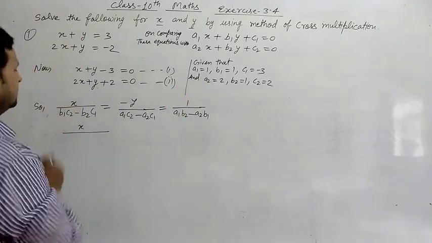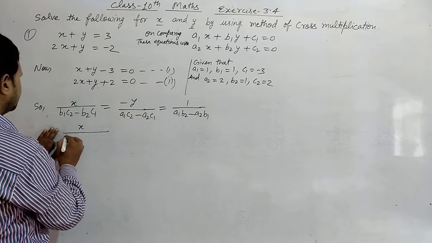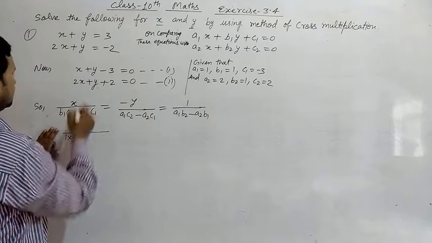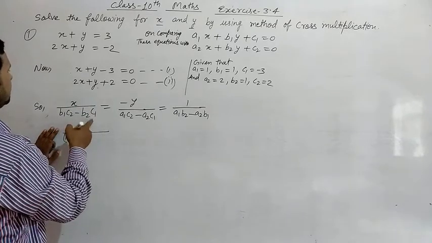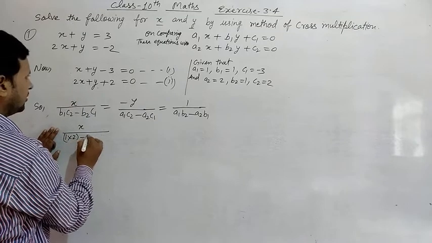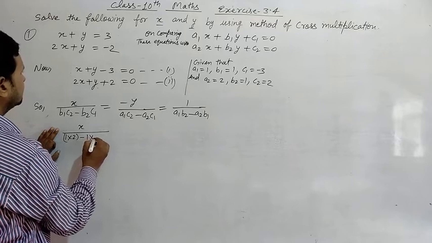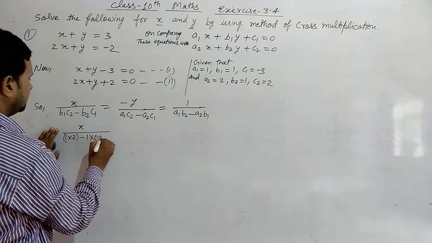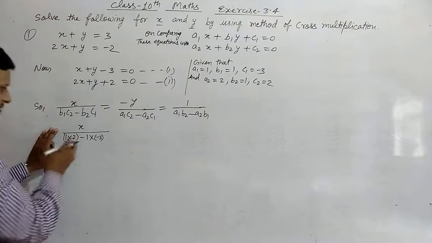You can check it. Now put the values: b1 is 1 into c2 is 2, minus b2 c1, where b2 is 1 and c1 is minus 3. It is minus 3. It's right. You can write it in this way.